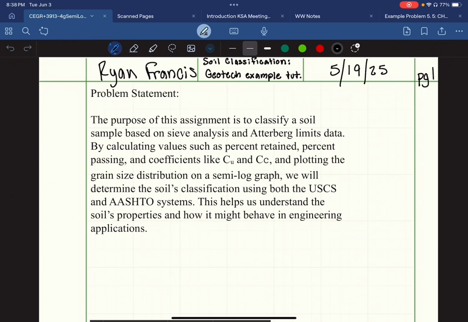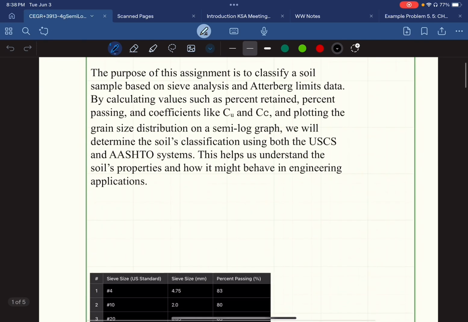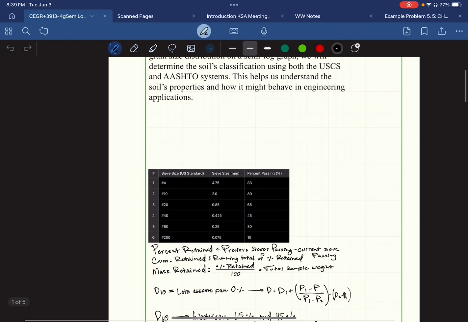Problem statement: the purpose of this assignment is to classify a soil sample based on sieve analysis and Atterberg limits data by calculating values such as percent retained, percent passing, and coefficients like Cu and Cc. By plotting the grain size distribution on a semi-log graph, we will determine the soil classification using both the USCS and the AASHTO systems. This will help us understand the soil's properties and how it might behave in soil engineering applications.